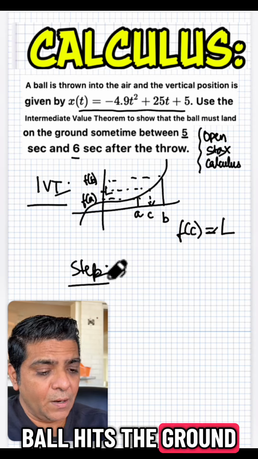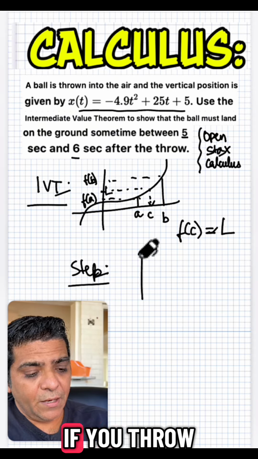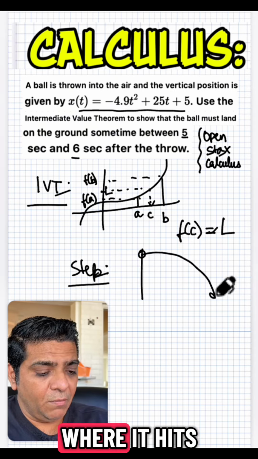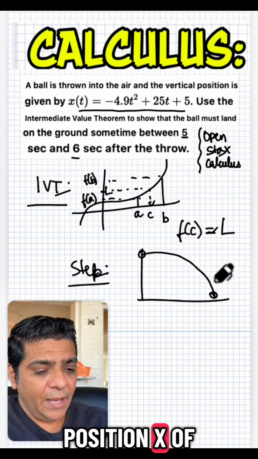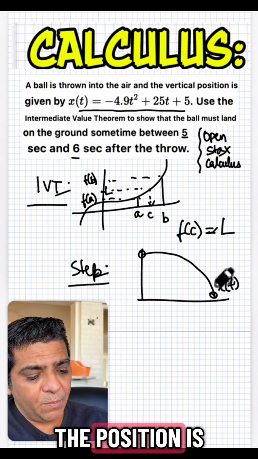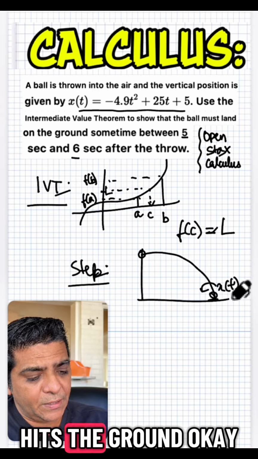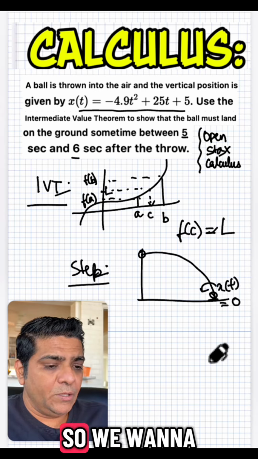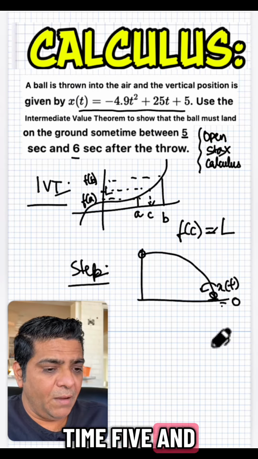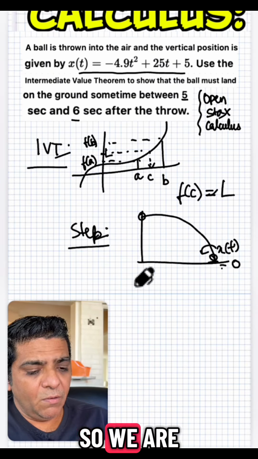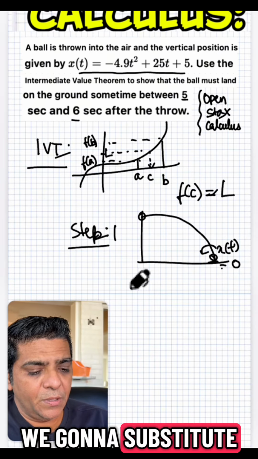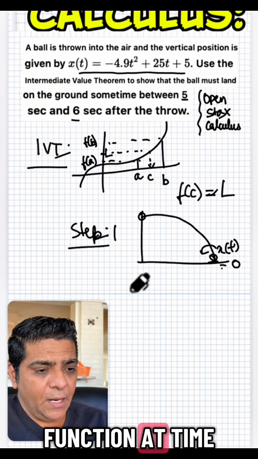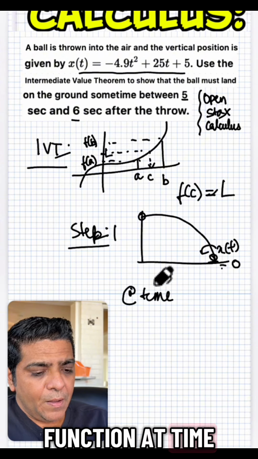All right, so step one, what we are going to do here, we have to see that the ball hits the ground. Just a little context here: if you throw a ball in a parabolic path like this, where it hits the ground, the position x of t is 0. So we want to show that the position is 0 between time 5 and time 6 seconds.